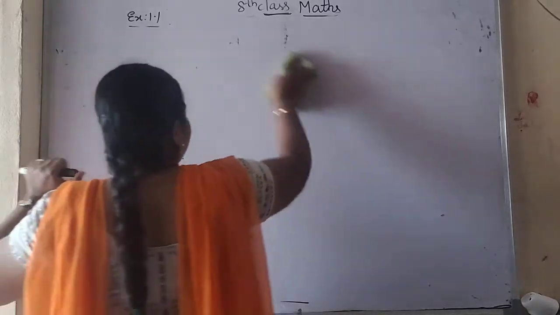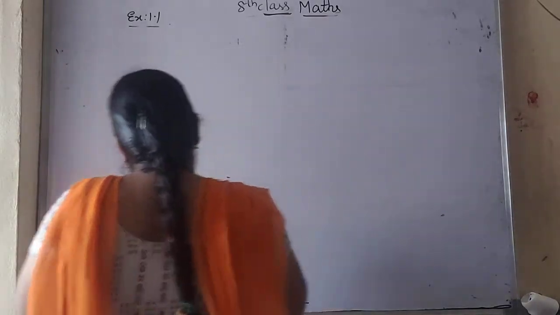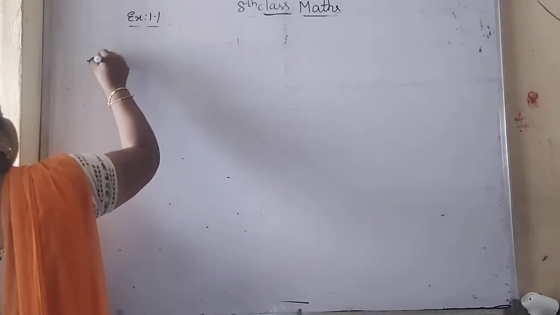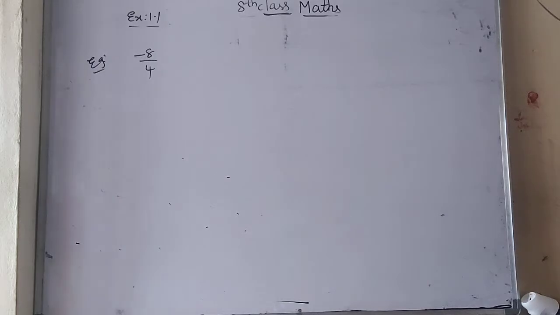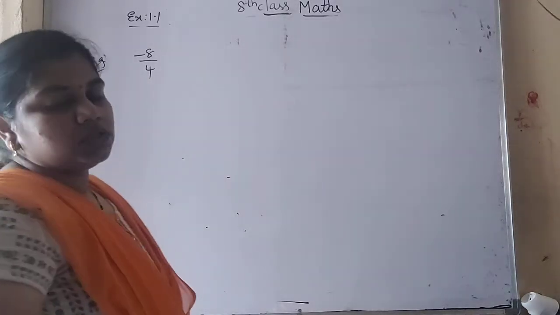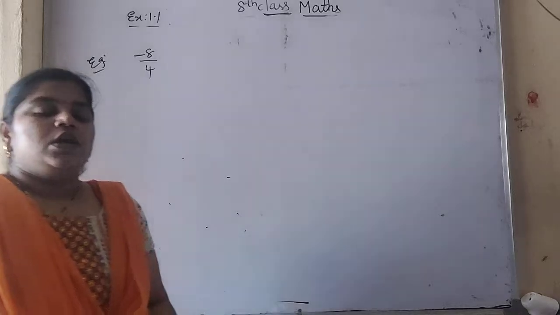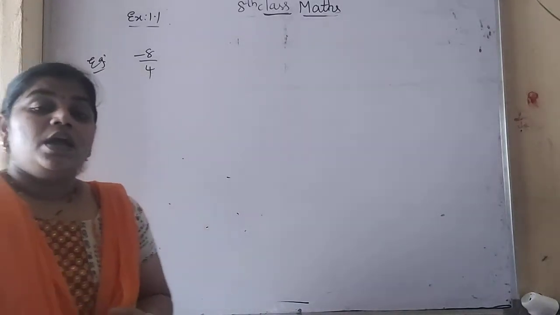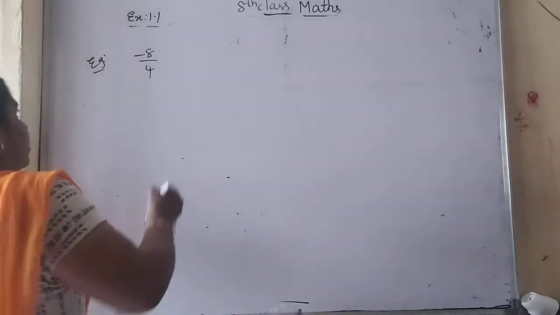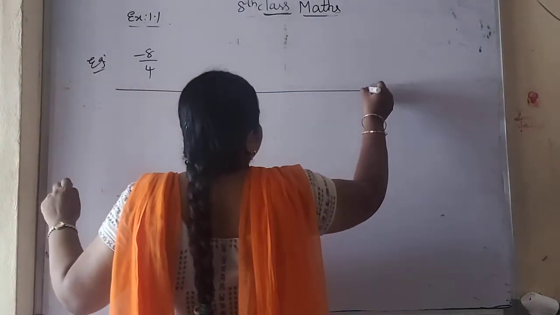So if I want to represent a rational number on a number line, suppose I am taking the example as minus 8 by 4. This minus 8 by 4 I want to represent on a number line. Already I told you that on a number line you will be seeing negative values, positive values along with 0. In rational numbers, negative values will be there, positive rational numbers will be there along with 0. So for representing this, I am taking the integers number line.